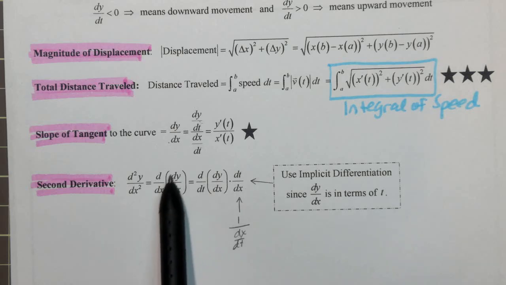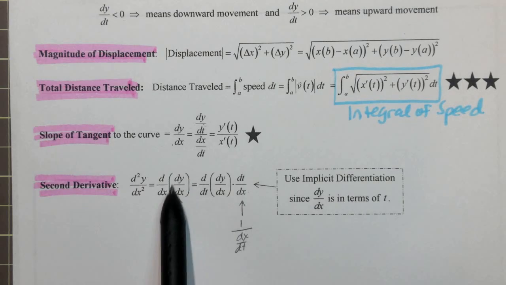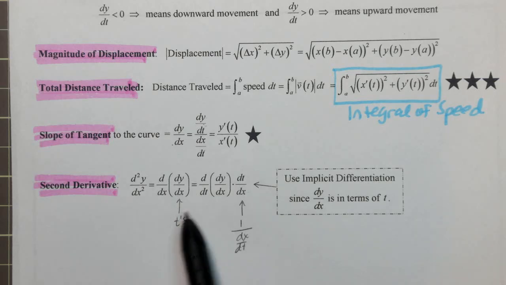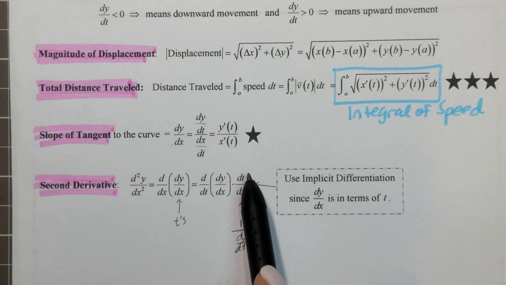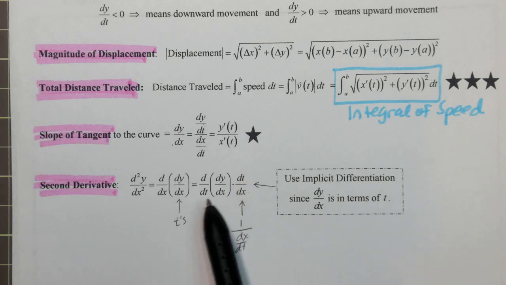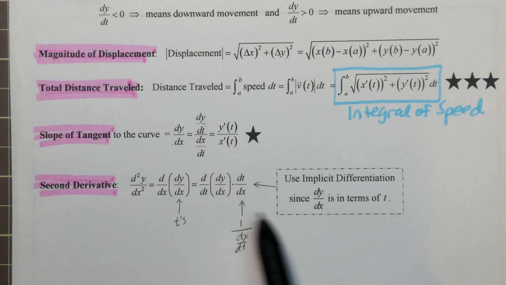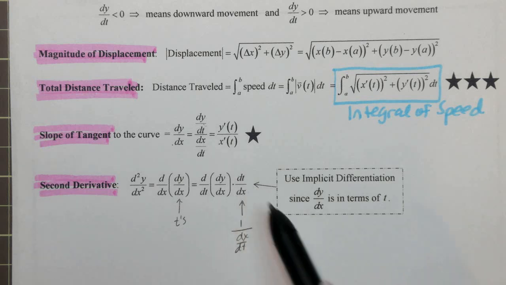The difference is the derivative with respect to x is going to have t's in it because our independent variable is time. So you're taking the derivative with respect to x of something with t's in it, so you use implicit differentiation. First you take the derivative with respect to t, then you multiply by dt/dx because of the dx down here. dt/dx is 1 over dx/dt.